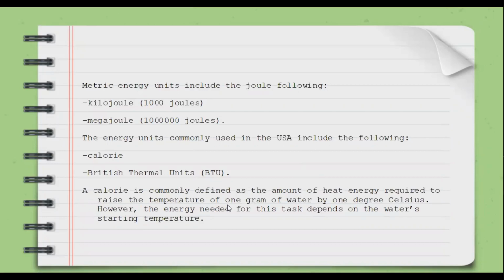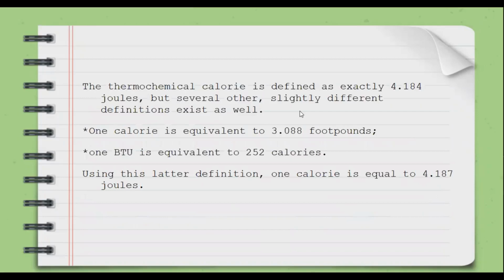A calorie is commonly defined as the amount of heat energy required to raise the temperature of 1 gram of water by 1 degree Celsius. But the energy needed for this task depends on the water's starting temperature. So moving on to the thermochemical calorie, it is defined as exactly 4.184 joules, but in several others, we have different definitions that exist as well.